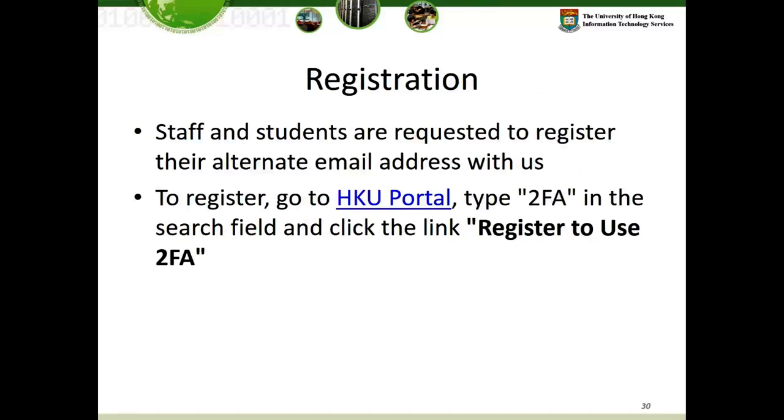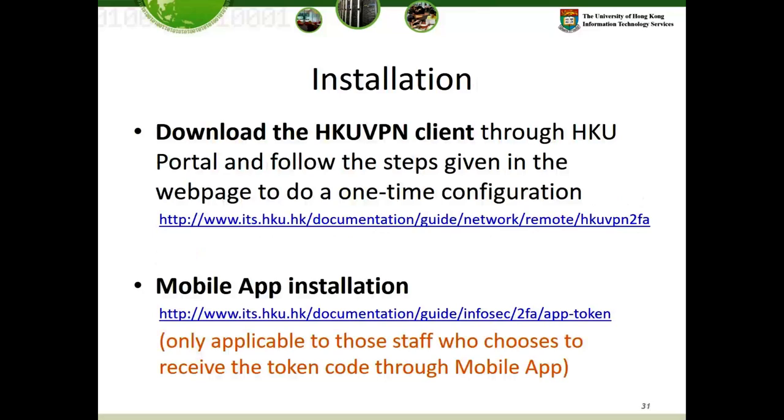For staff and students, you will have to register your alternate email address with us before using the 2FA. So go to the Hong Kong U portal, search for 2FA and click the link to register to use 2FA, to register your information with us. After your registration, you will receive the token from us, and you can download the HKU VPN client through the Hong Kong U portal, and also follow the steps given on the page to do a one-time configuration on your computer before you can use the HKU VPN service.